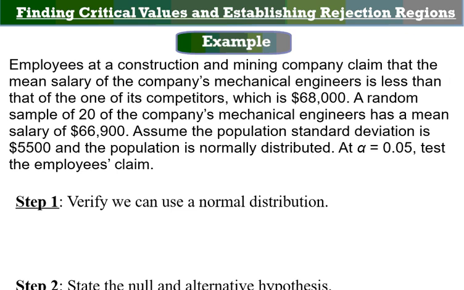So example. Let's say employees at a construction and mining company claim that the average salary for the company's mechanical engineers is less than that of one of its competitors, which is $68,000. A random sample of 20 of the company's mechanical engineers has an average of 66,900. Assume the population standard deviation is 5,500, and the population is normally distributed. At 5% confidence level, test the employee's claim.